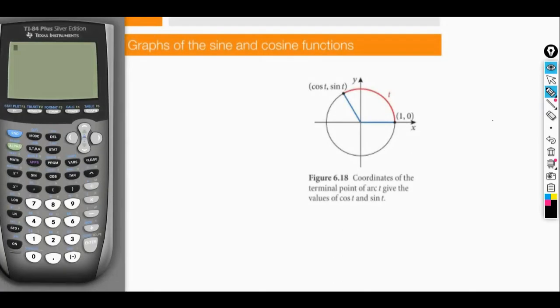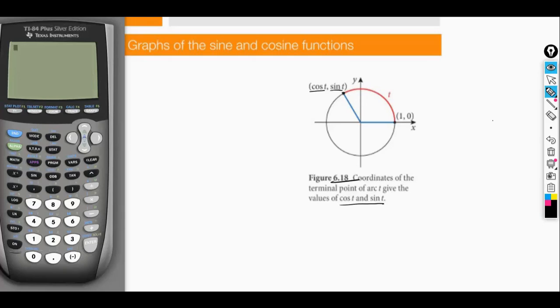Now if we look at figure 6.18, it says the coordinates of the terminal point of arc t give the values of cosine of t and sine of t. We know from the previous section that the coordinates of this point would be cosine of t for the x-coordinate and sine of t for the y-coordinate.